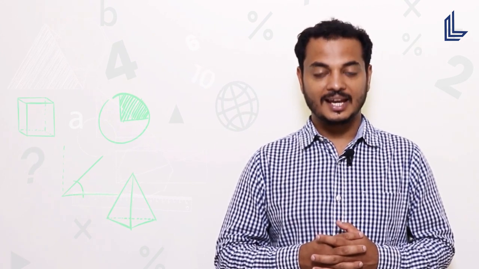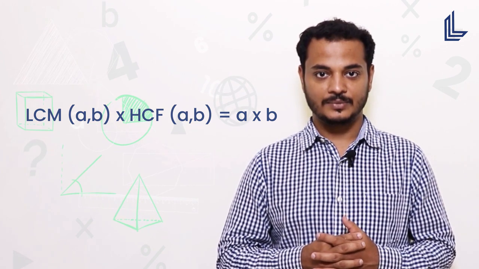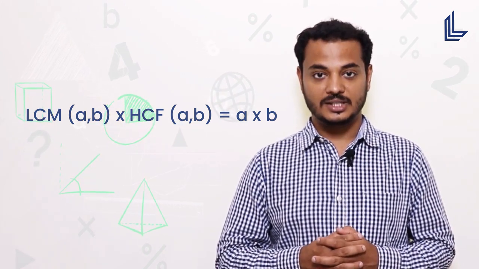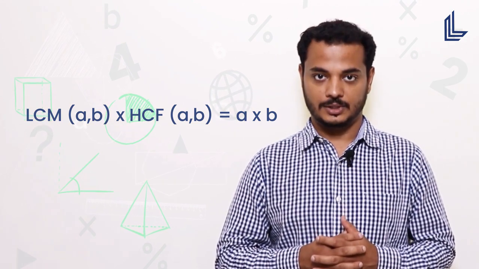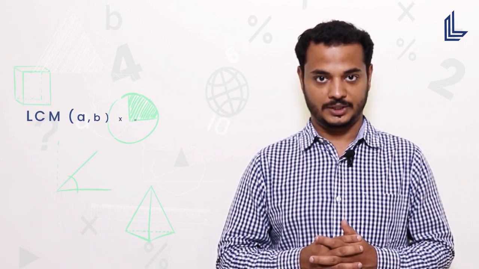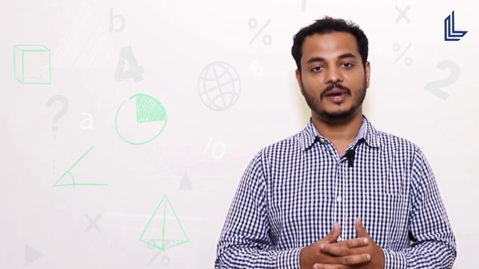Now isn't that interesting? In general, we can say that for any two numbers A and B, LCM of A and B into HCF of A and B will be equal to A into B. Now this is true for any two numbers. If you have three numbers, this method will not work. So for any two numbers, if HCF is given to you, you can easily find the LCM or vice versa.